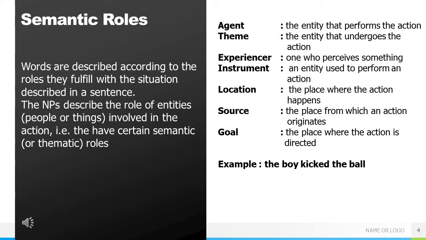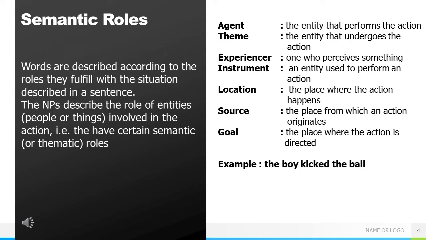And the next slide is semantic roles. Words are described according to the roles they fulfill within the situation described in a sentence. The noun phrases describe the role of entities, people, or things involved in the action. In semantic roles, there are agent, theme, experiencer, instrument, location, source, and goal.